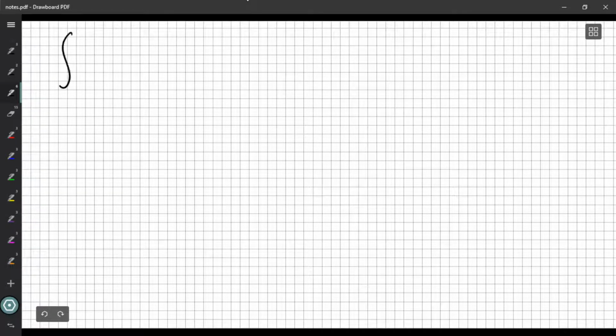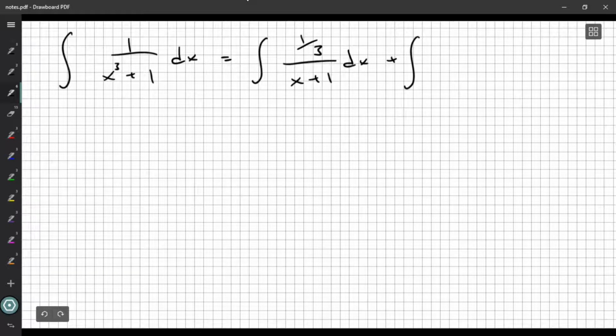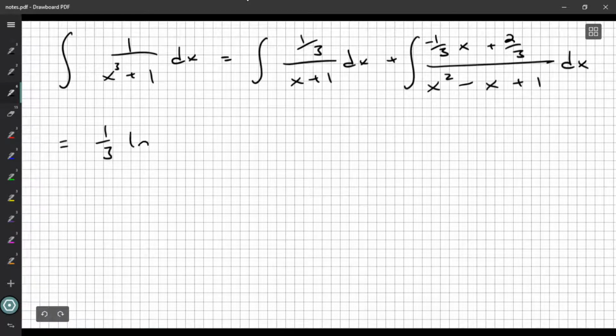Okay, so now we are ready to integrate. Okay, so we get a over x plus 1 plus, and now we've got bx plus c, then x squared minus x plus 1 here. Alright, so this is going to be 1/3 ln x plus 1. That's not the hard part. We can also pull out a 1/3 here. Get minus x plus 2.